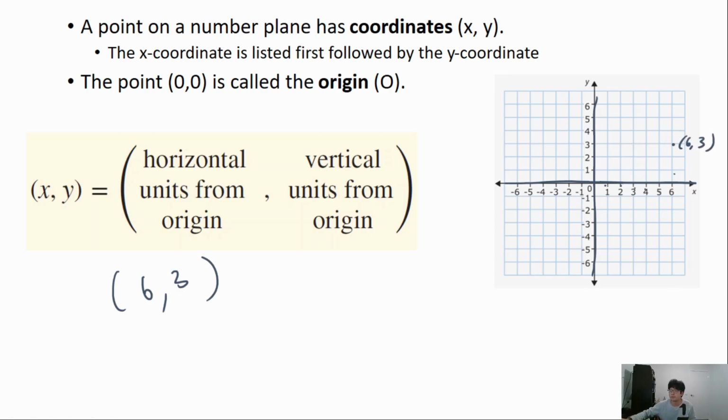There we go. So essentially the x coordinate here tells you how far horizontally you have to go from the origin. So if it's positive, you go to the right. If it's negative, you go to the left. And the y coordinate tells you how far vertically you need to go from the origin. If it's positive, you'll have to go up. If it's negative, you'll have to go down.